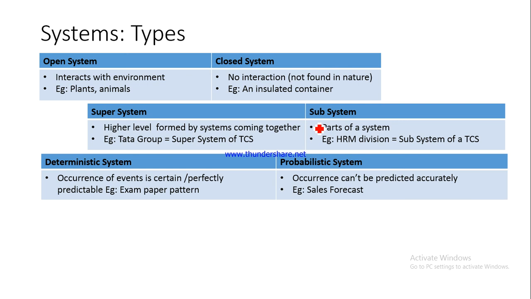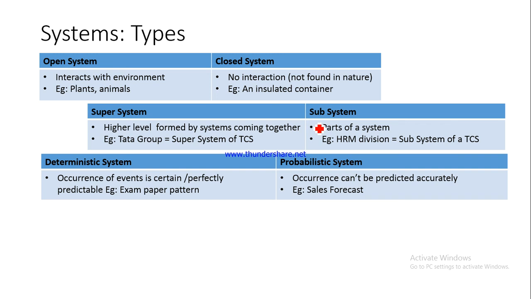Now let us talk about the deterministic system and the probabilistic system. Deterministic is where you can determine something with 100% accuracy, and that has been mentioned here. Occurrence of events is certain, perfectly predictable. For example, the paper pattern, not the question paper, not the questions in the question paper, we are talking about the pattern. If you can predict with 100% accuracy a particular event, then it becomes basically a deterministic system. So in those systems where you can predict the outcomes with 100% accuracy, they are called deterministic systems. For example, exam paper format.